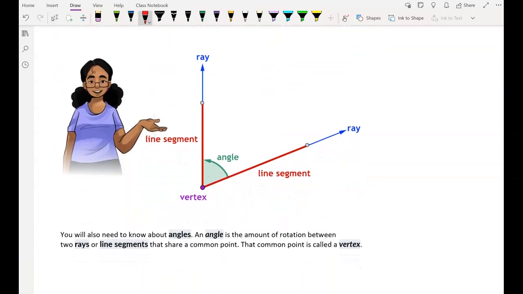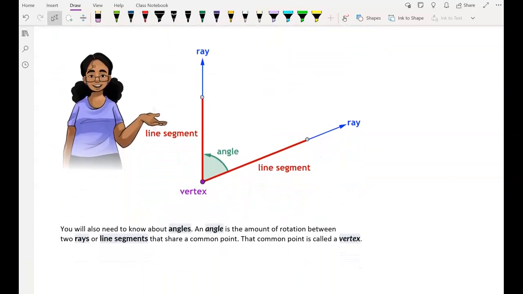Let's see what Jada's looking at now. Oh, we're going to need to know about angles. There's all sorts of stuff you need to know about angles. And let me help you out here.